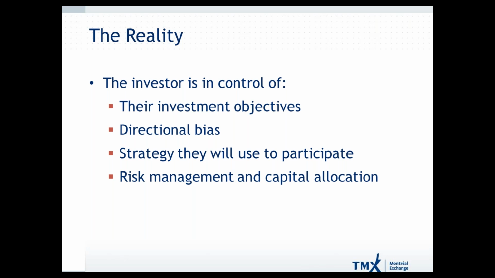To take a look at the general realities, as an investor, we're in control of our investment objectives, which means that has nothing to do with the market makers or the markets in general. It's about us really trying to determine what it is that we're trying to accomplish. We're in charge of our directional bias. Again, the market maker is not trying to dictate which direction we trade. That is completely up to us. Once we've determined that, we then will look to execute accordingly. Same with the strategy, right?